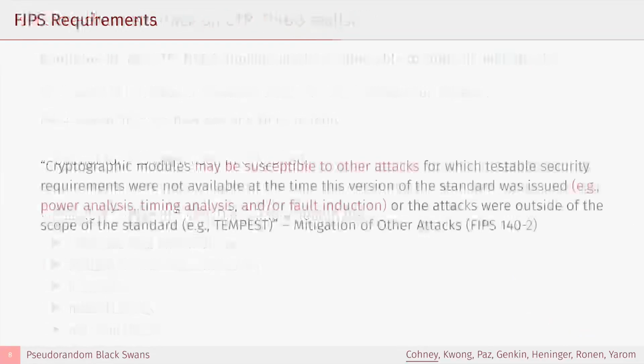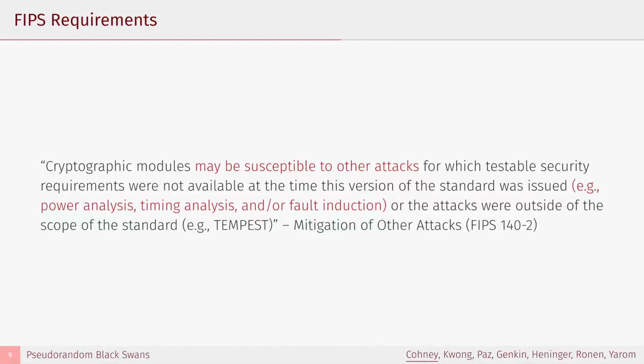This is not entirely surprising, given the way that FIPS discusses side channel vulnerabilities. FIPS 140, which up until September was the most recent version, permits the certification of modules with known side channel vulnerabilities. To quote the standard, "cryptographic modules may be susceptible to other attacks, e.g. power analysis, timing attacks, and/or fault induction." It also goes on to note that requirements for mitigating these flaws are not available and are otherwise outside the scope of the standard. Therefore, it's unsurprising that SP 800-90, which is part of FIPS, doesn't include side channels within its threat model.